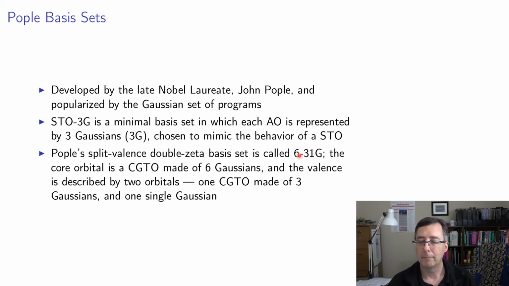But the core is going to be made out of 6 primitive Gaussians contracted to a single CGTO. And then the valence is going to be made out of 2 functions. One function will be a linear combination of 3 primitive Gaussians, and the other function will just be 1 Gaussian function. Okay? So we'll see this on the next slide.